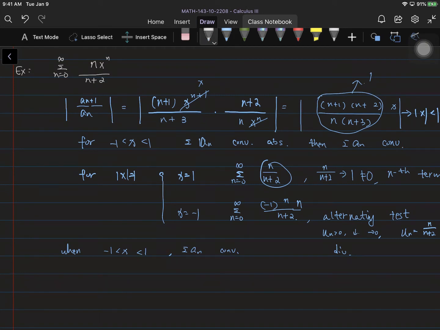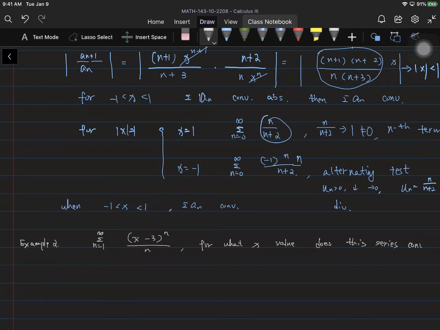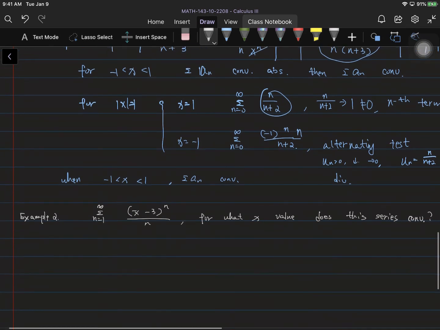Now let's take a look at example 2. This is a general power series, with center at 3, not center at 0. Let's take a look. For what values of x does this series converge? We do the same thing.